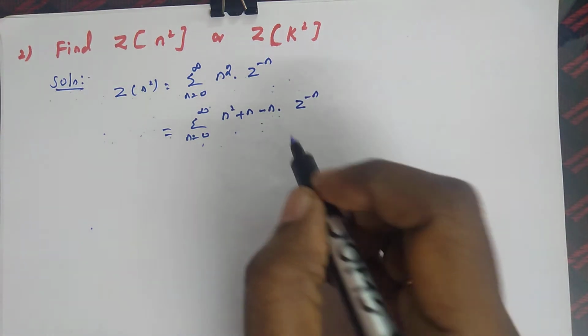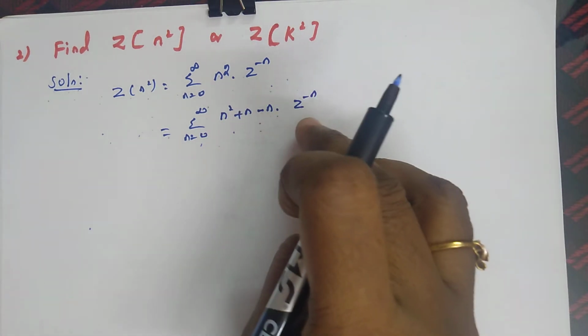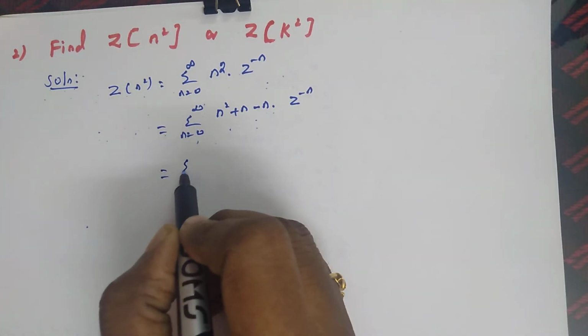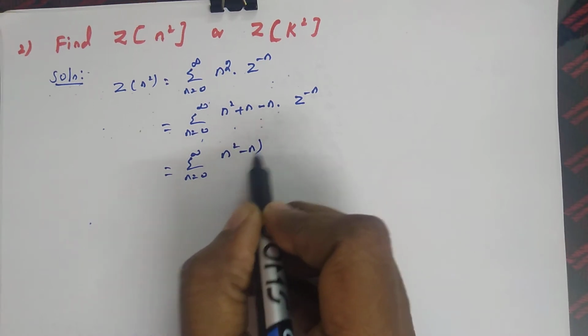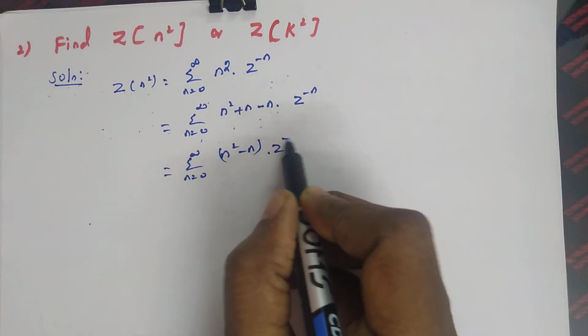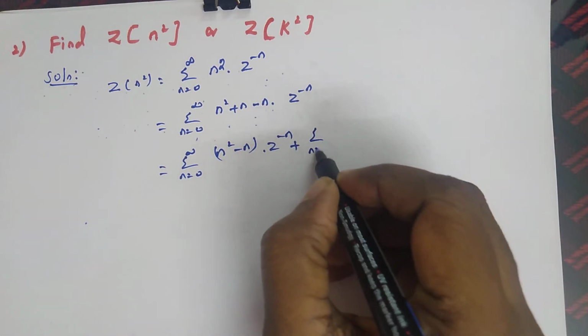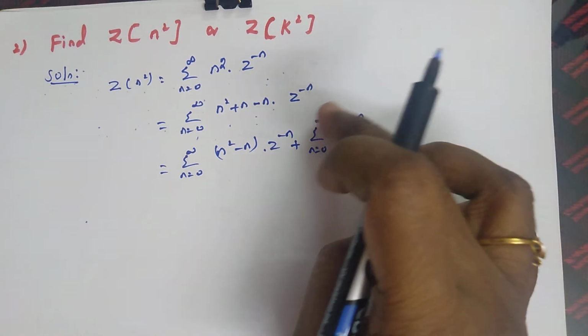In the next step we are going to split it into two terms, that is n square minus n into z power minus n, then n into z power minus n. So which is equal to sigma n equal to 0 to infinity n square minus n into z power minus n plus sigma n equal to 0 to infinity n into z power minus n. Now look at the second one.